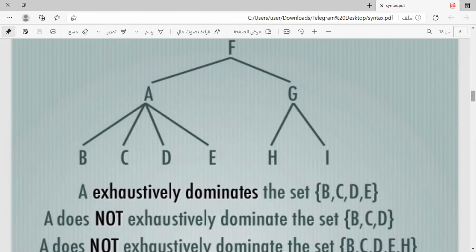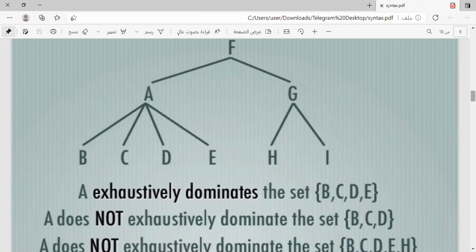Okay, so apply the two conditions here. A dominates B and C and D and E. So A dominates all members of the set. And it dominates F also. No, leave F now. Focus on A. So A exhaustively dominates the set B, C, D, E. Remember we said we need terminal nodes. Yes, terminal nodes. So exhaustive domination is only between a node and a set of terminal nodes.